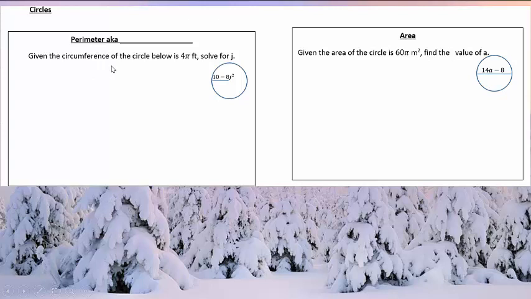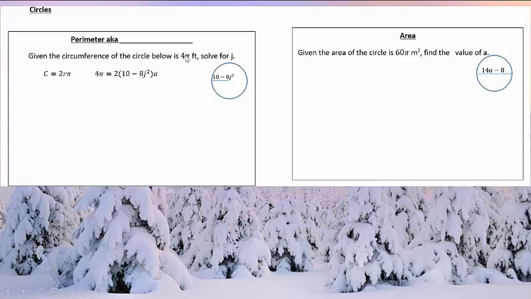And so we're given the circumference of a circle. They're telling you it's supposed to be 4 pi feet. And then they give you the radius, which is 10 minus 8j squared. So we would want to start out the same way we started with all of our other geometry problems by noting the formula. The circumference formula for a circle is 2 times the radius times pi.